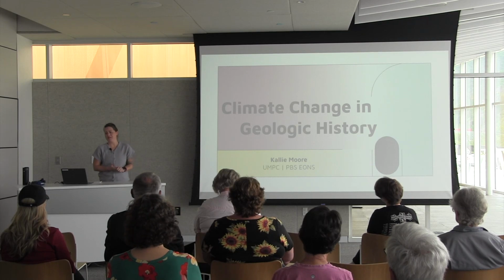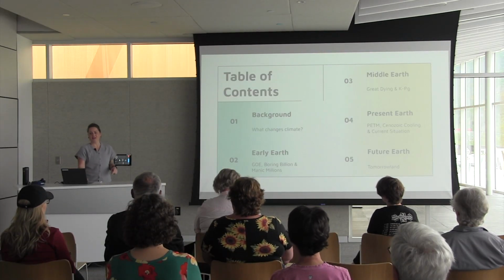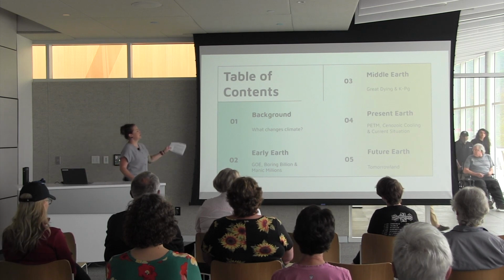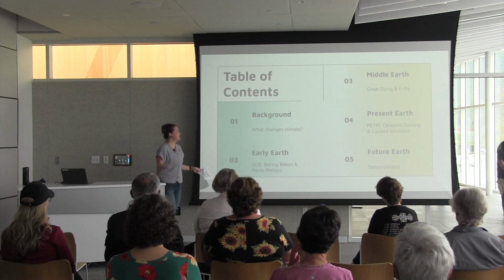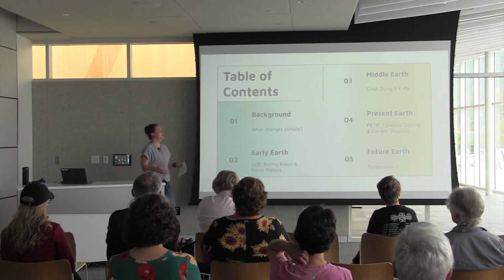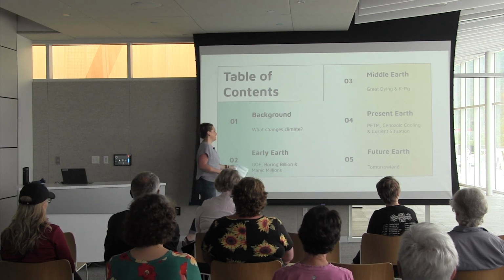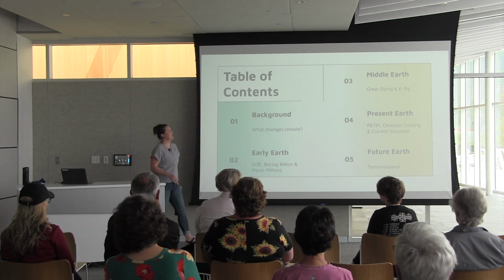Right, so tonight we're going to talk about climate change in geologic history. The way the talk's going to go tonight is first I'm going to go over some background, so what changes climate, and then we'll go through the early Earth. This is baby Earth, like 3 billion-year-old Earth. And we'll talk about the Great Oxygenation Event, the Boring Billion, and what I like to call the Manic Millions.